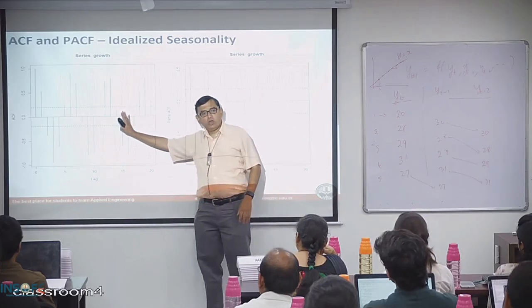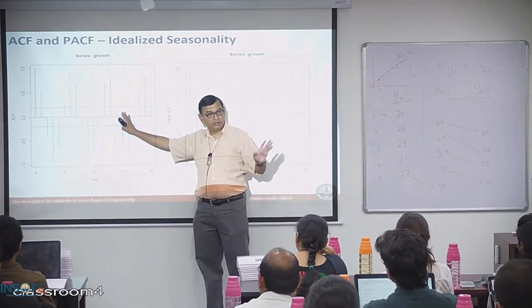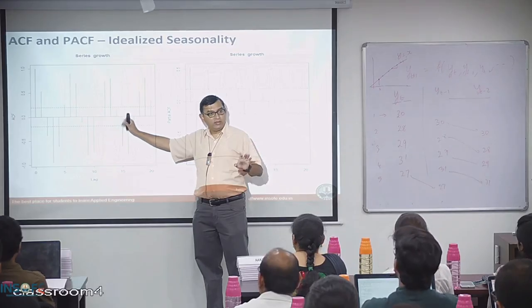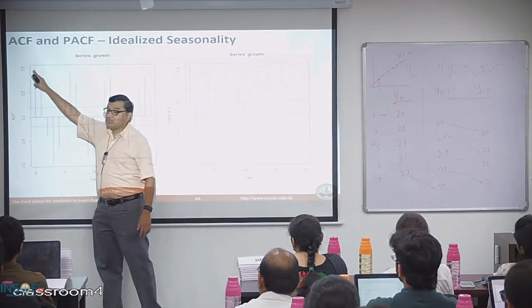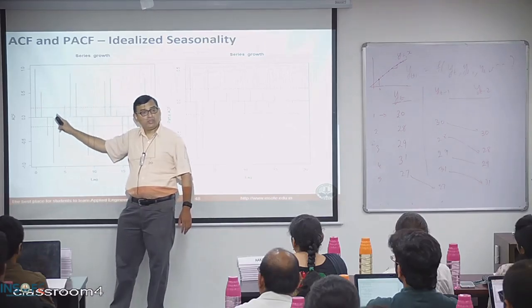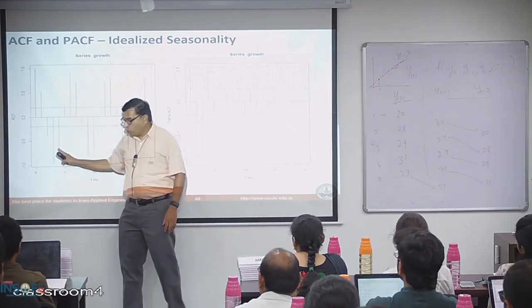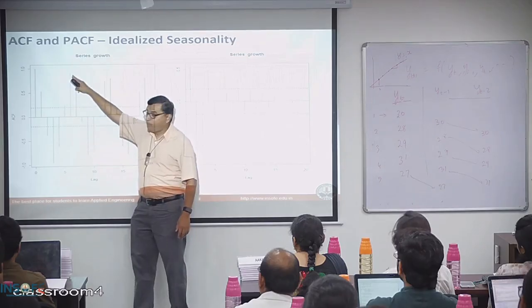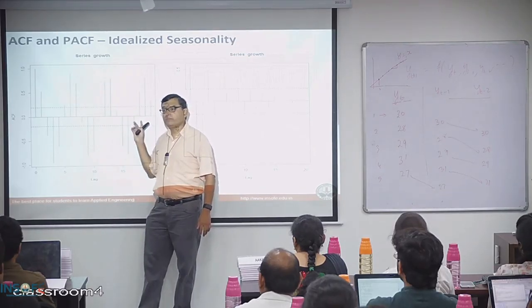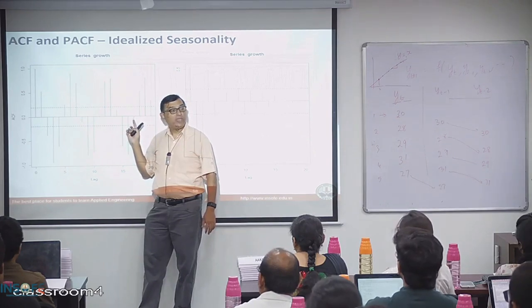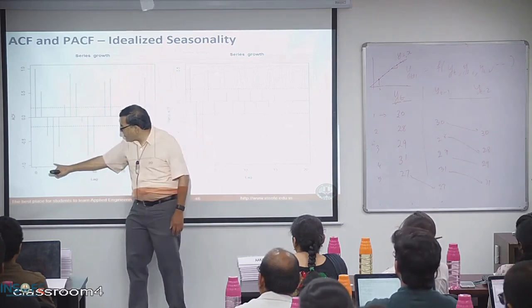Obviously, the autocorrelation function is different than the previous one. What you see here is sharply dropping values, going negative, positive, negative, positive. Why is this happening? It's indicating seasonality. What does this indicate, for example?